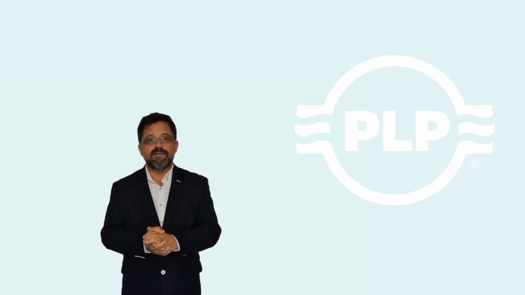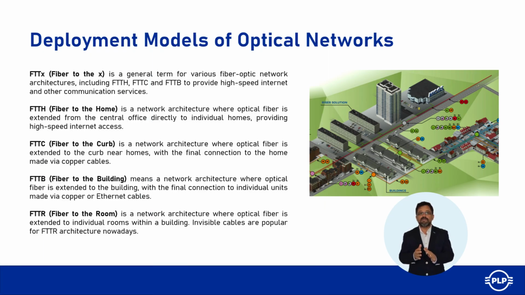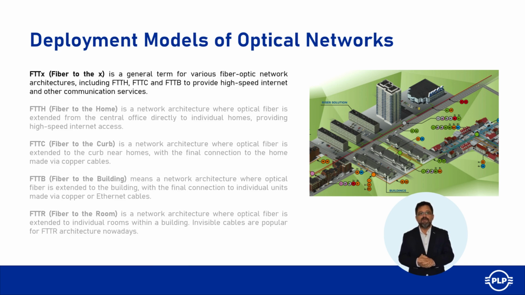Let's get started. Time to begin with the different deployment models of optical networks. To start off, imagine fiber to the X as a magical internet ferry delivering blazing fast speeds directly to your device, wherever you are. FTTx plays a crucial role in next-generation access (NGA) networks, which aim to deliver higher speeds and improved quality of service.